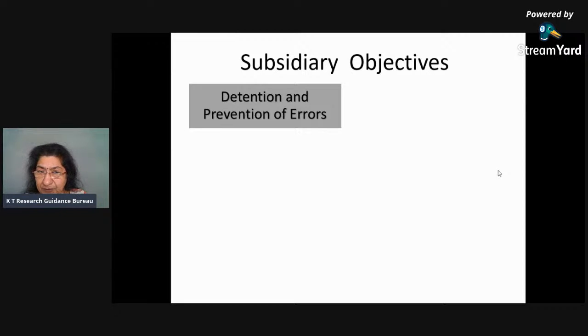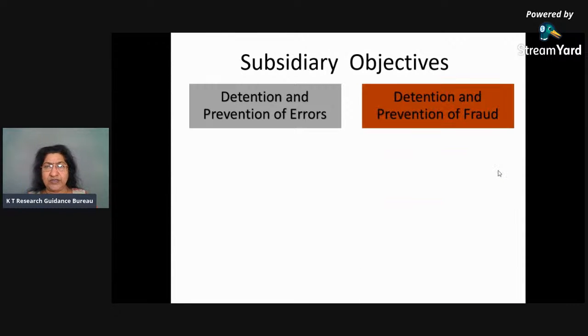So detection and prevention of errors means if by chance the accountant has entered the transaction wrongly, then it is error. Means his intention was not malafide and he committed the mistake. And another subsidiary objective is detection and prevention of fraud.